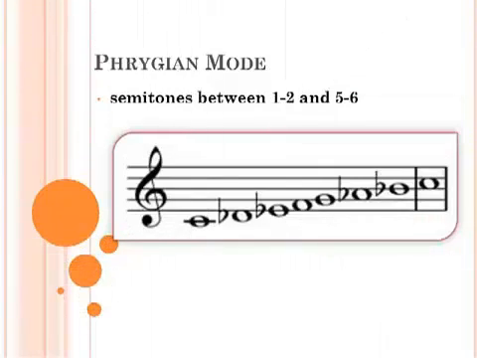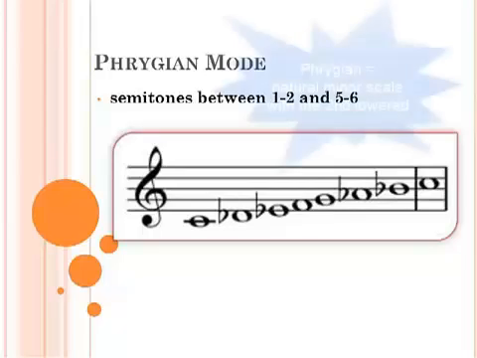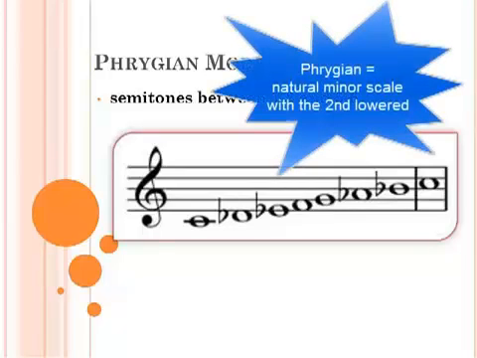Here is the C Phrygian mode. We see a semitone between 1 and 2, which is why we need a D flat. We need a tone from the second to the third degree, which is why we need an E flat. A semitone between 5 and 6, which is why the A is flat, and a tone from A flat to B flat. Notice how it's similar to C natural minor scale with that second note lowered.